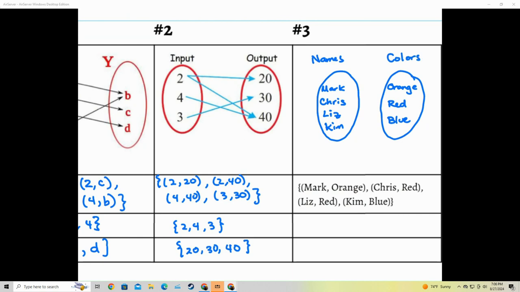So let's see. Mark went to orange. Chris went to red. Liz also went to red. So I'm going to put 2 arrows going to red like this. And then Kim went to blue.